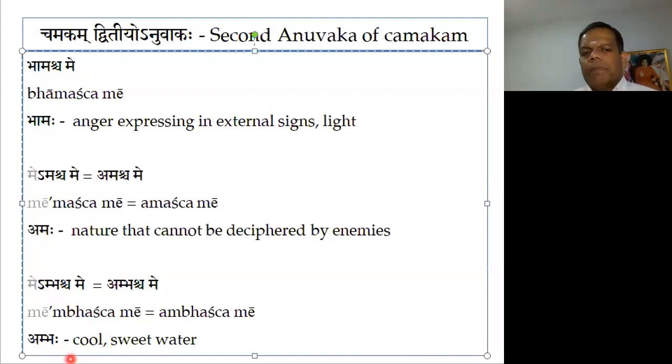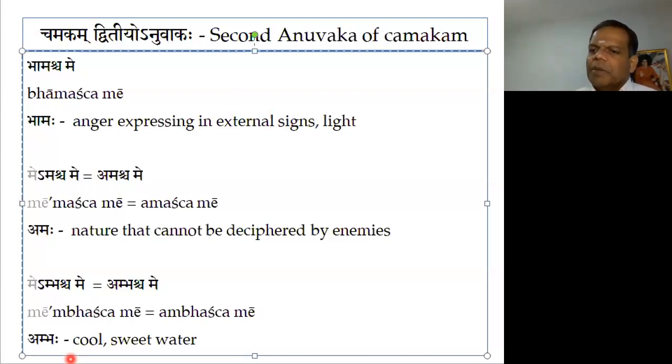The word ambha has a couple of meanings. One is coolness. It also means water which is sweet. Many of you know the word ambuja; it comes from a similar word, amba. So ambha is water.